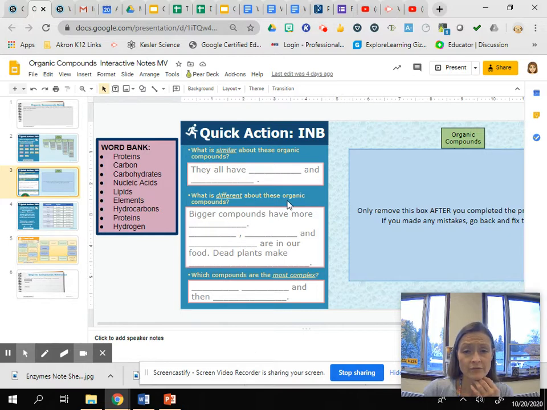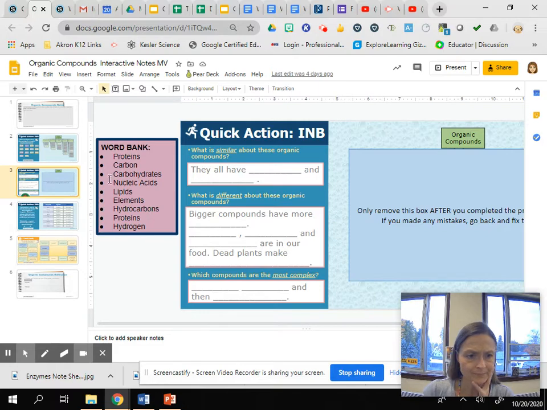And then what is different about the organic compounds? Well, bigger compounds have more what? Blank, blank, and blank are in our food. Dead plants make blank. And then which compounds are the most complex? And I would take a look at the elements that are made up in those compounds.